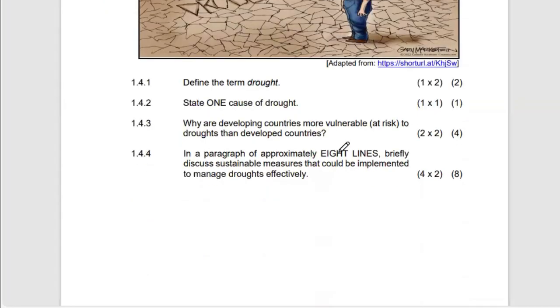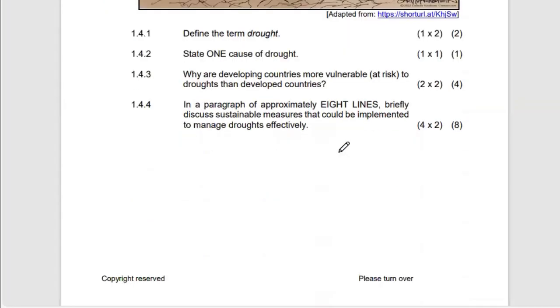Right. Then we move on to the next question. Define the term drought. We are talking of a drought situation. We are saying it's a period of below average rainfall. A period of below average rainfall. Whenever we experience rainfall below the expected average, then it means we are having a drought situation.